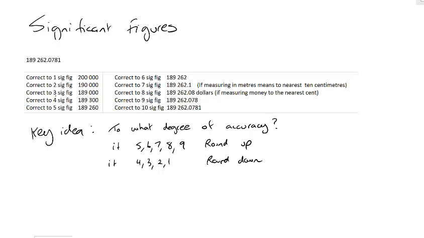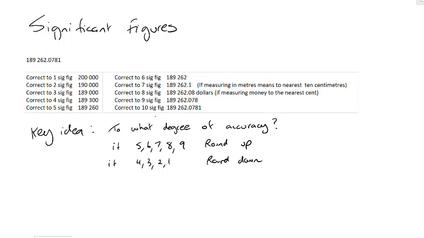Okay, the next one, four significant figures: 1, 2, 3, 4. So I can measure this, this, this, this. I've now got 60 that I'm looking at. Would that round up or round down? Is it closer to another 100 or closer to 0 hundreds? It's closer to another 100, so I round up. So you get 189,300. Okay, and you can continue in that fashion for all these.